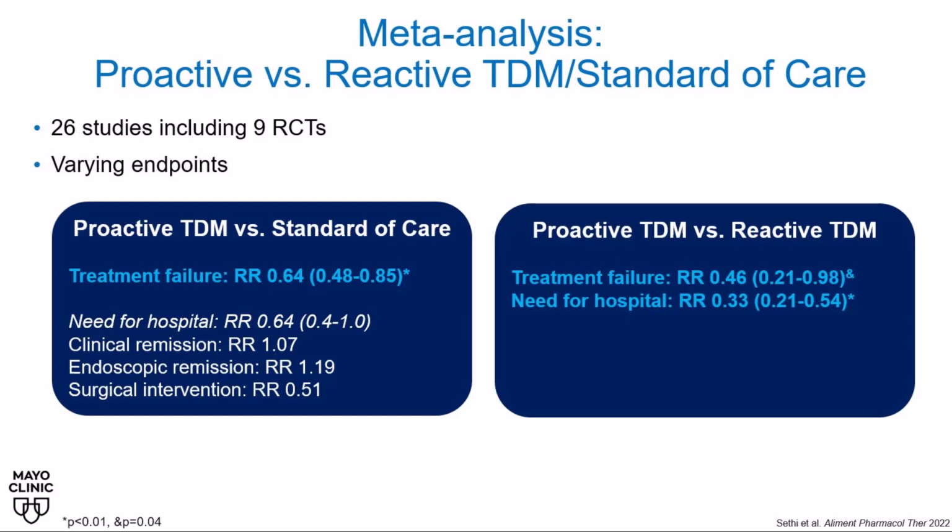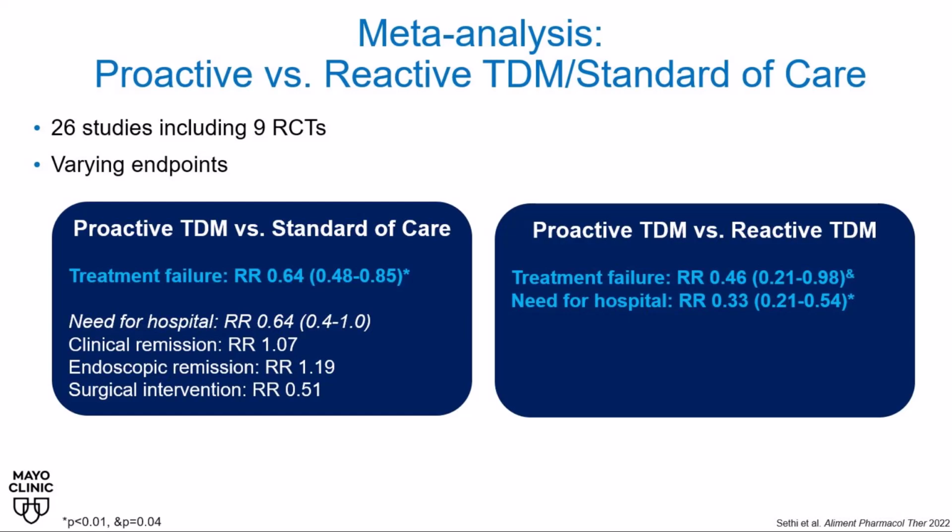This is a meta-analysis that looked at 26 studies, including 9 randomized controlled trials that had varying endpoints. But overall, it was a fairly well-done study that was able to see that treatment failure was more common in patients undergoing standard of care than proactive drug monitoring. And there was a trend towards need for hospitalization. There were no changes in outcomes in clinical remission, endoscopic remission, or surgical intervention in this particular meta-analysis.